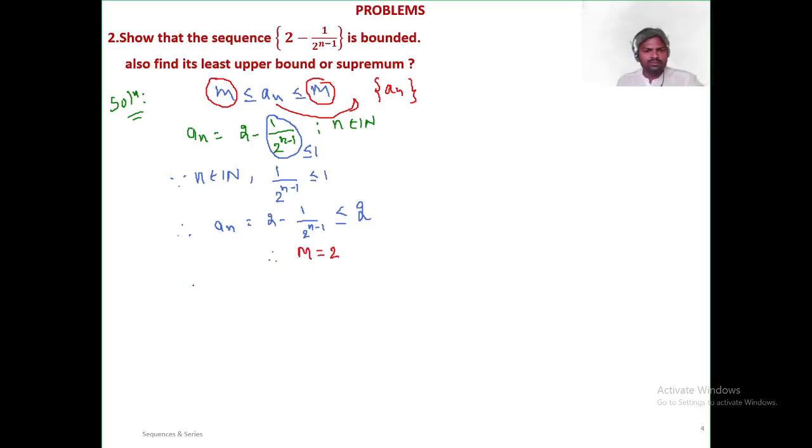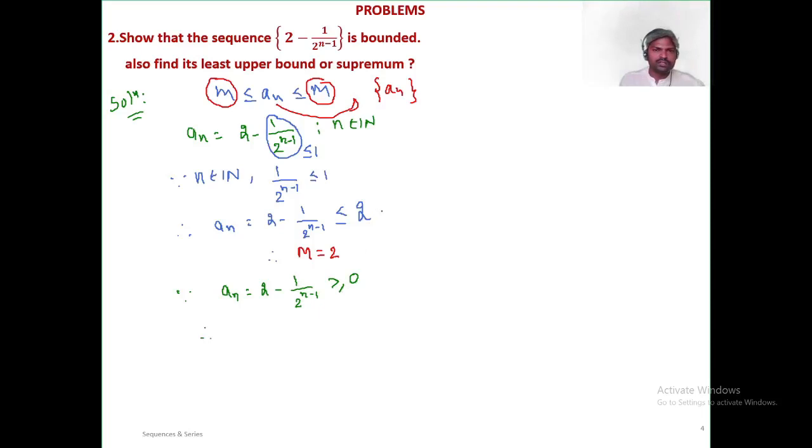Similarly, lower bound also. Look at, since an, which is 2 minus 1 upon 2 raised n minus 1, this is never negative, right? This is always more than or equal to 0. It is never negative because the number you are subtracting is less than 2, right? In fact it is less than or equal to 1 only. So it's always less than 2. You are subtracting a number which is less than 2 from 2, therefore it is always more than or equal to 0. It is never negative. So therefore this is the lower bound.